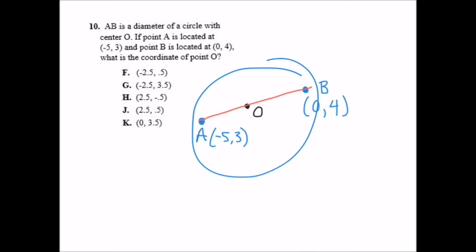So to get from A to B on the x-axis, you had to travel from -5 to 0. So halfway along that point is going to be -2.5. So one of your answers is going to be either F or G. And then to move up the y-axis, you went from 3 up to 4. So you traveled 1 whole unit, but halfway up there's going to be half a unit. So the correct answer is F, -2.5, 0.5. It's half a unit. There you go. Correct answer is F.